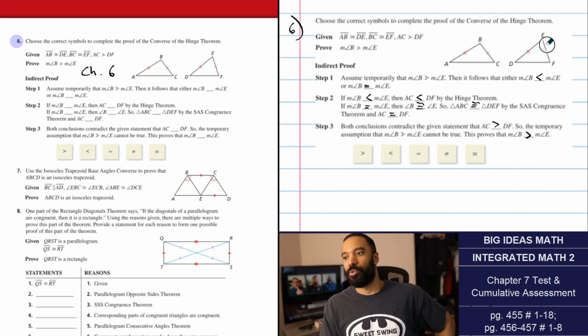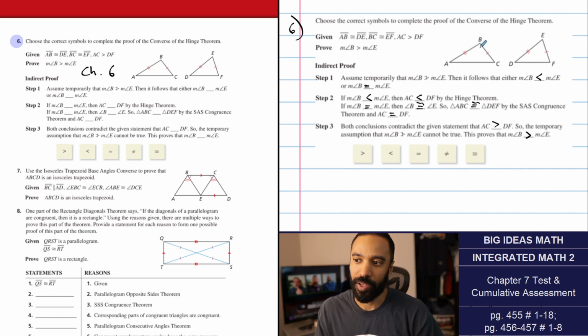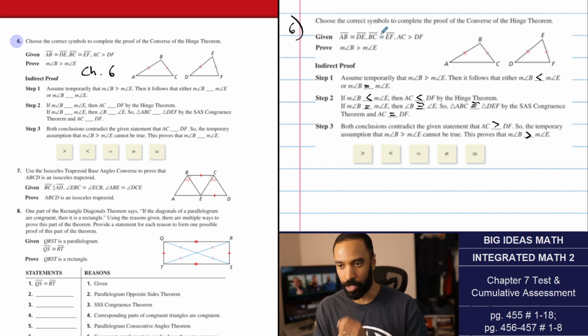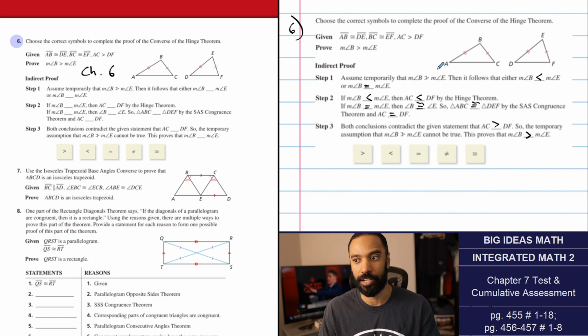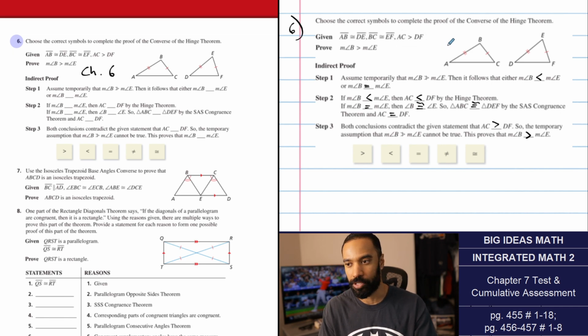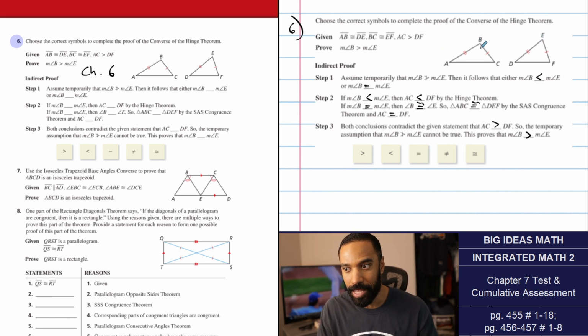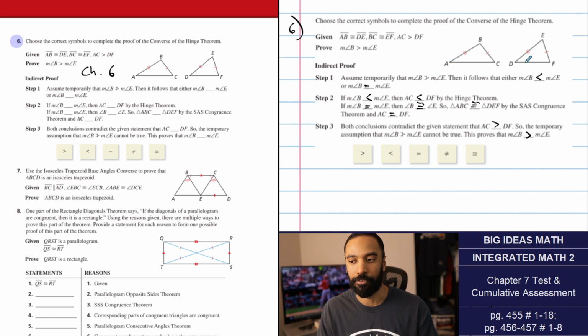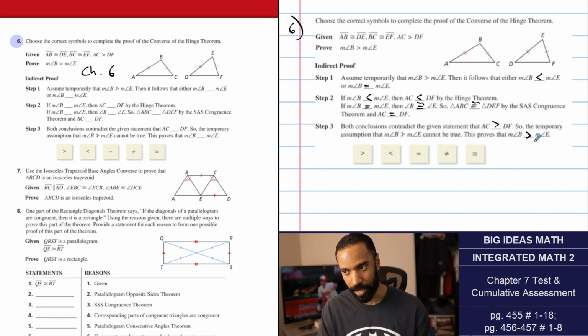Okay. So, going back to this proof, they're saying, let's do the contradiction. They're saying prove it's greater than. Let's first say that it's not greater than. If it's not greater than, it's either going to be less than or equal to. If it was less than, AC would be less than DF. That isn't allowed because AC has to be greater than DF. The hinge theorem would have said that. If they're equal to each other, then these triangles would be congruent. Therefore, these would be equal to each other as well. But AC has to be greater than. So that contradicts both of those.